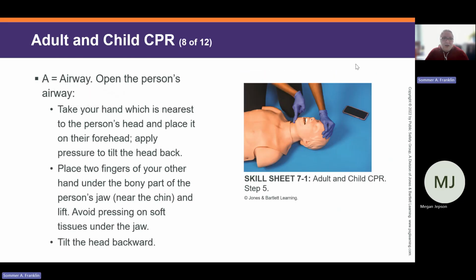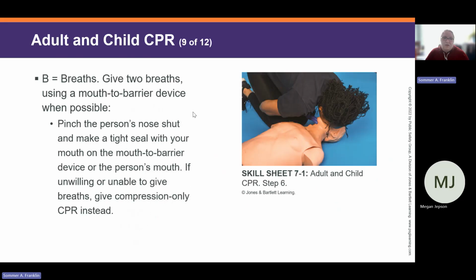A, airway. Open the person's airway. Take your hand which is nearest to the person's head and place it on their forehead. Apply pressure to tilt the head back. Place two fingers of your other hand under the bony part of the person's jaw near the chin and lift. Avoid pressing on the soft tissues under the jaw, and tilt the head backwards.